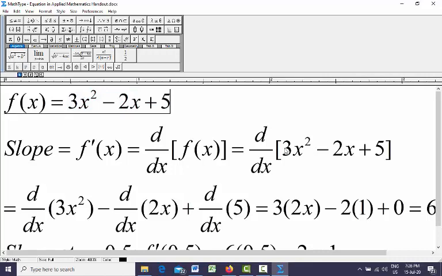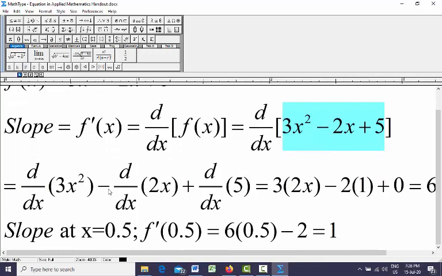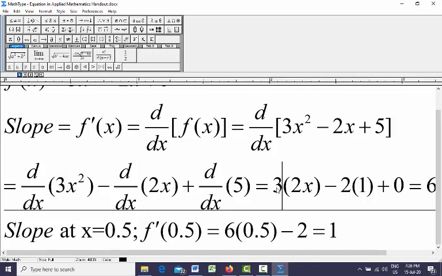We already know that this is the function, and we need to do differentiation of it. As you already know by now, if you have something like this, we need to separate each part. This 3 is the coefficient of x squared, so we move this one out. And if you do differentiation of x squared, you need to write the power first.